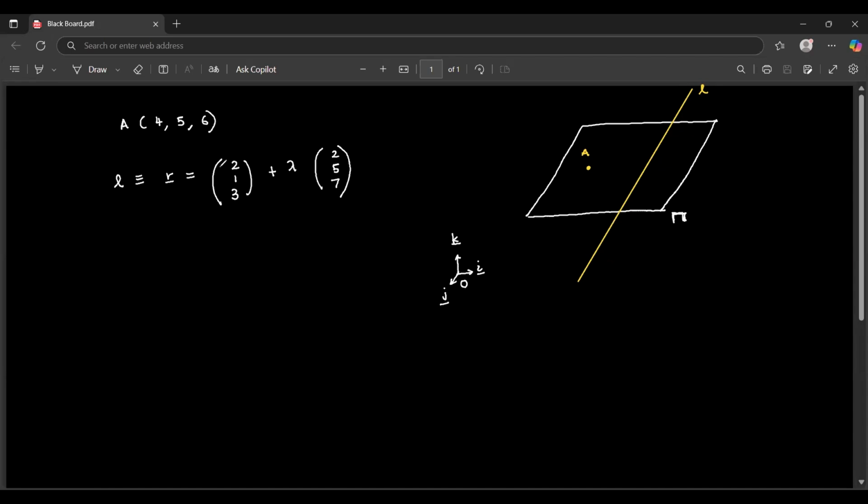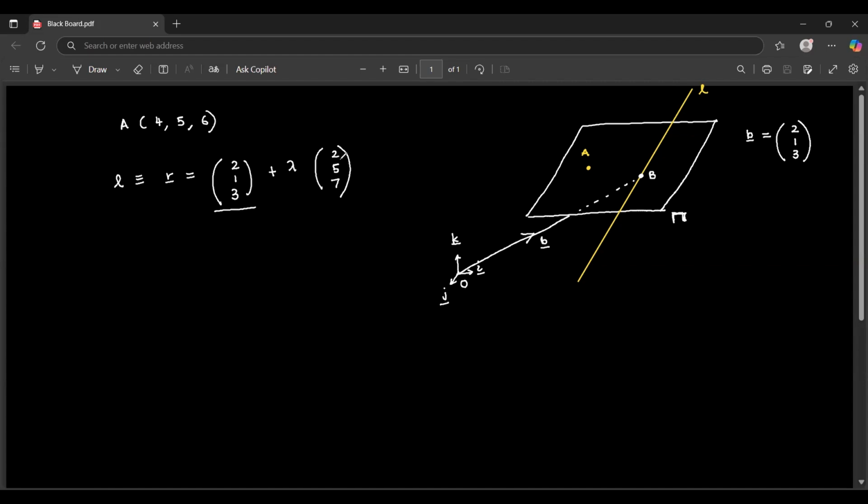First of all, 213 is a point on the line. So let's say that is B. We can say B is equal to 213, which is OB. If I draw the arrow from the origin, this is what we call B. And we already have A.